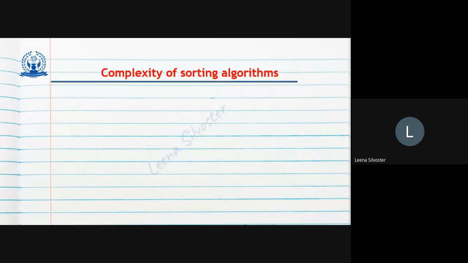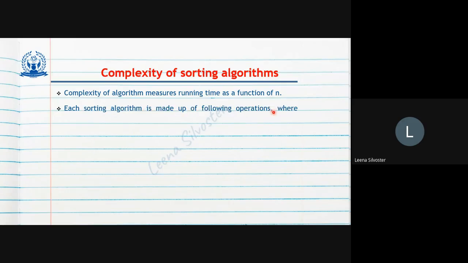Okay, complexity of sorting algorithms. Complexity of an algorithm measures the running time as a function of n. N is the number of items present in the list. Each sorting algorithm is made up of following operations where A1, A2, A3, etc. AN contain the item to be sorted. So it contains the following operations.